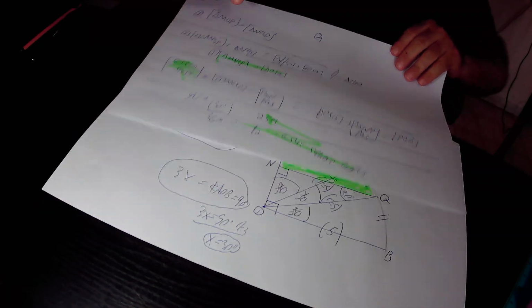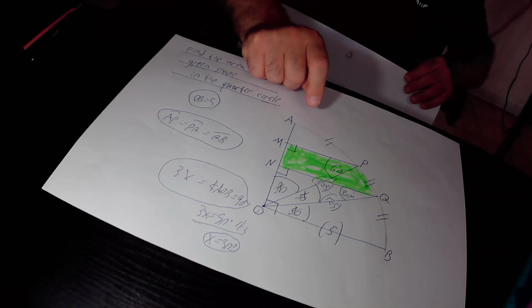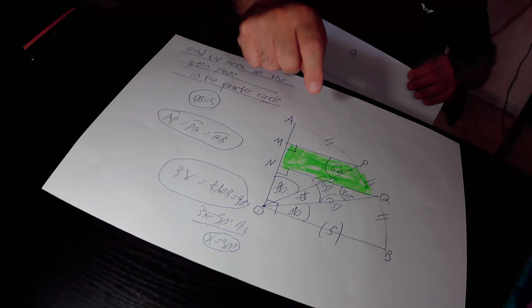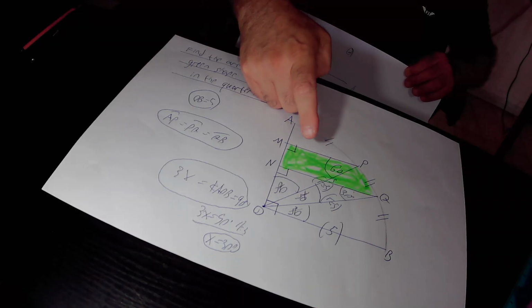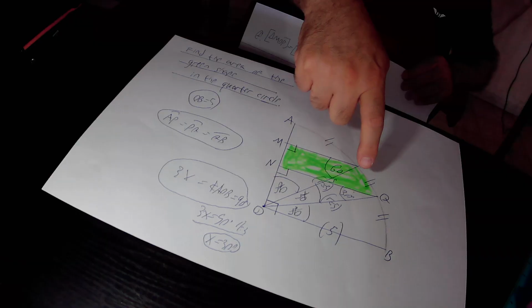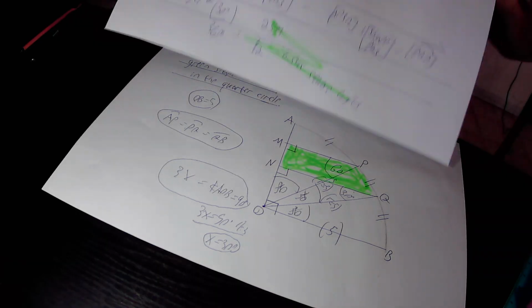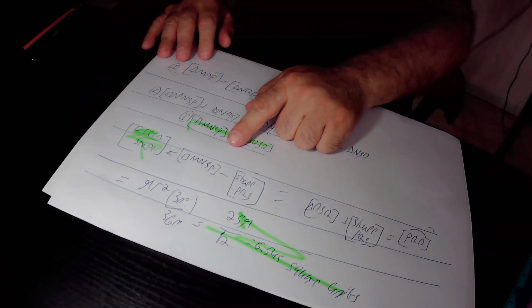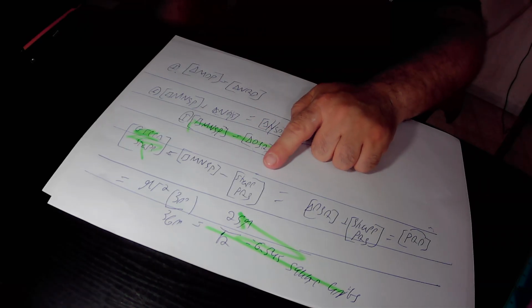Our mission is to find out the area of this green shape. From the drawing, it is very easy to see that the area of the green shape equals the area of this green quadrilateral MNSP plus the area of this green small shape PQS. Again, the area of the green shape in total equals the area of quadrilateral MNSP plus the area of the small green shape PQS.